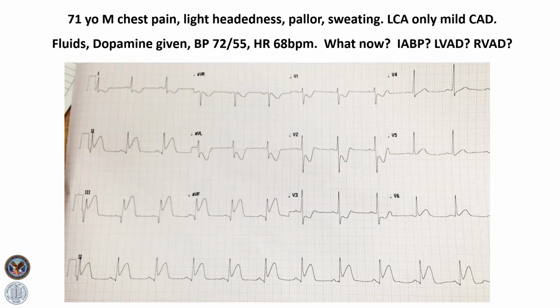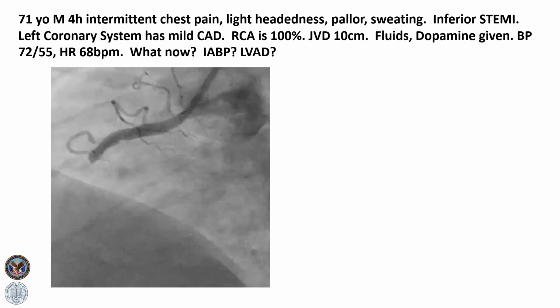And now we have to manage him. Here's what his coronary artery looks like, total right coronary occlusion, no mystery. Do we support his shock with more drugs? Do we support his shock with balloon pump? How about LVAD or tandem or whatever?